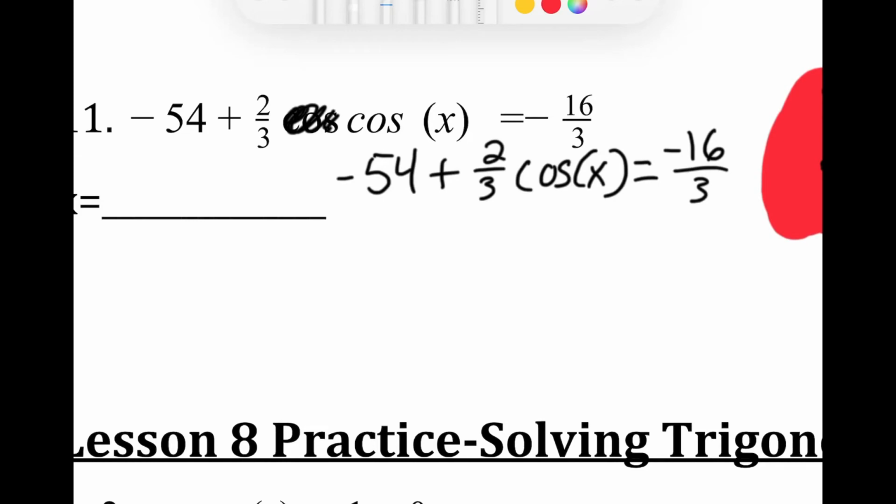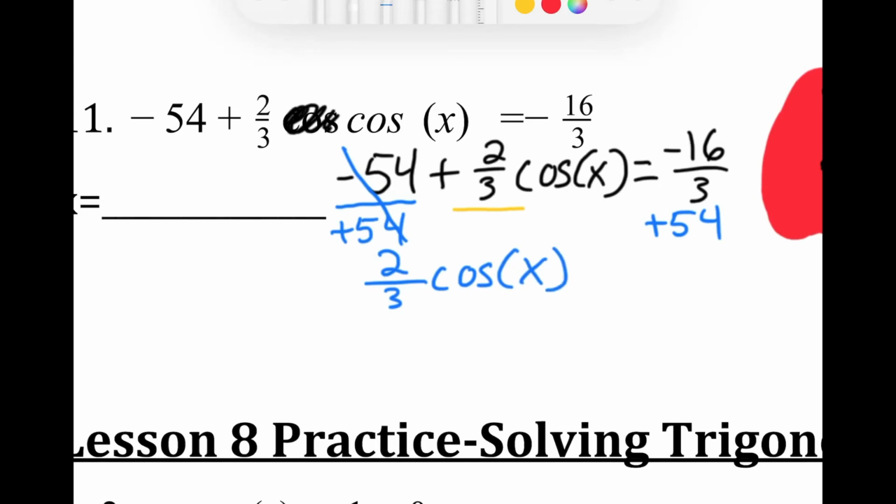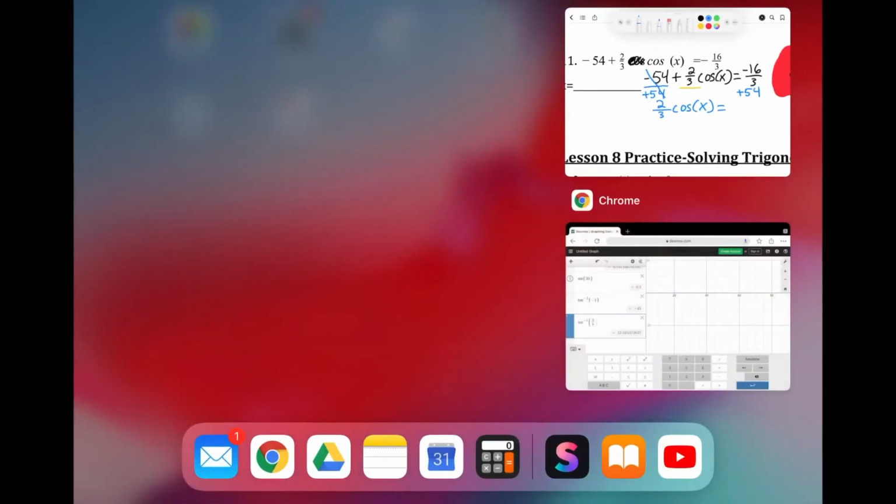So a few things that we have to get rid of is the -54, we also have to get rid of the positive 2/3. So the first thing we want to do is add the 54 on both sides. And I'm going to try to do every step with you on the calculator so you can check the steps as I go. So negative 16/3 plus 54 is what we want.